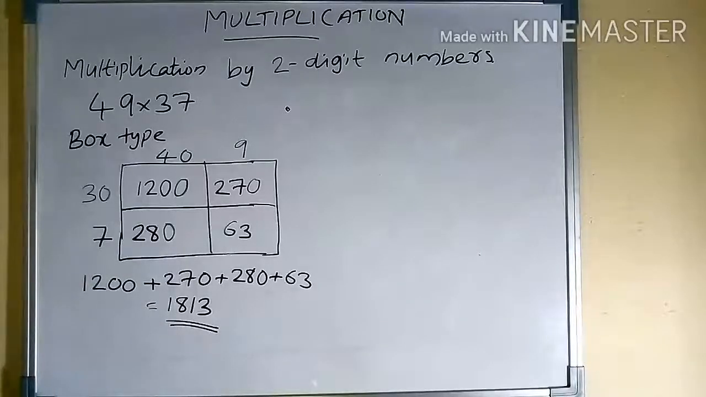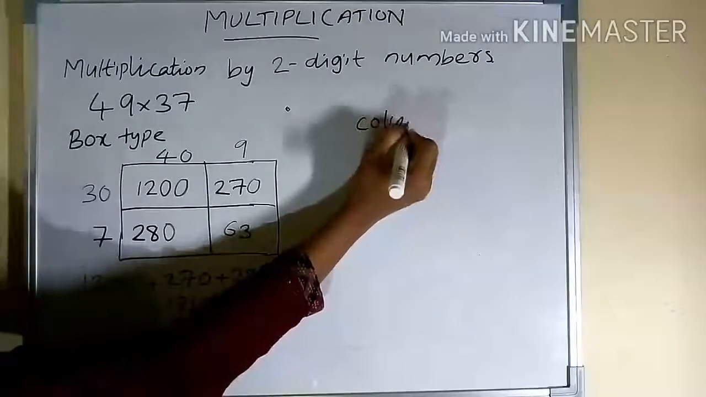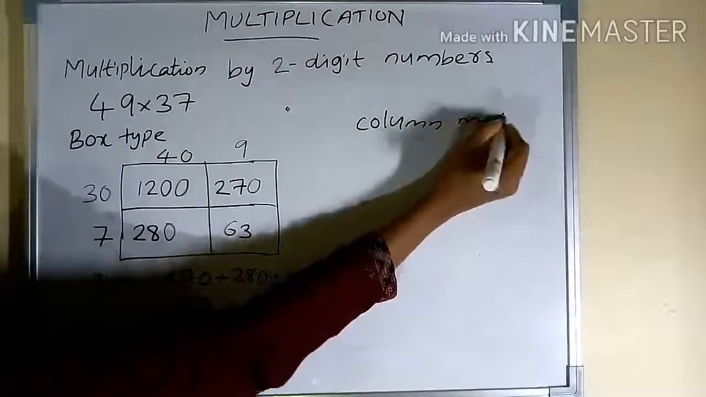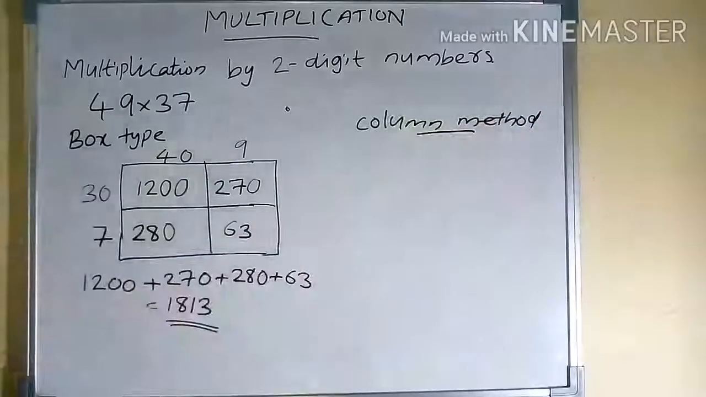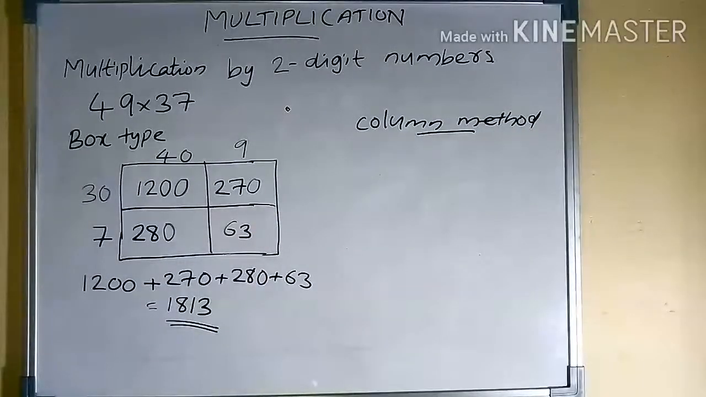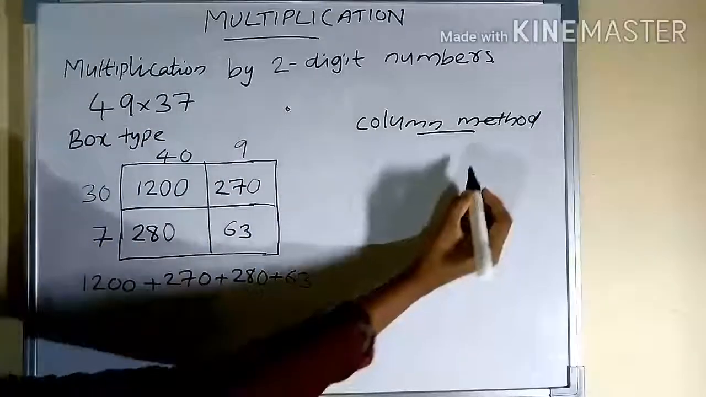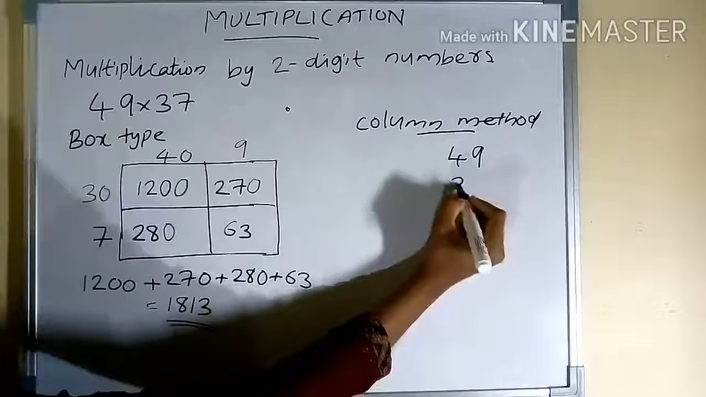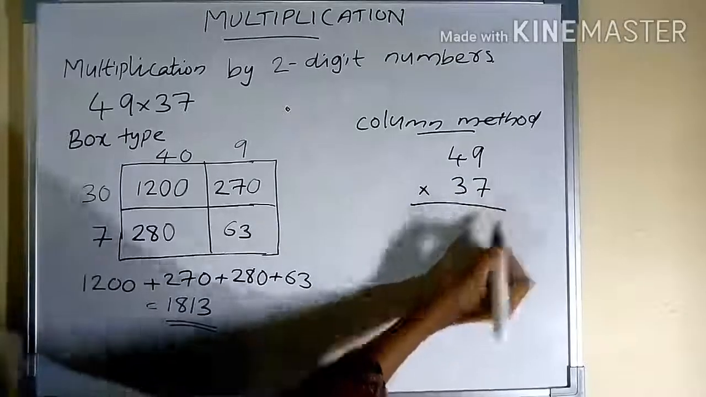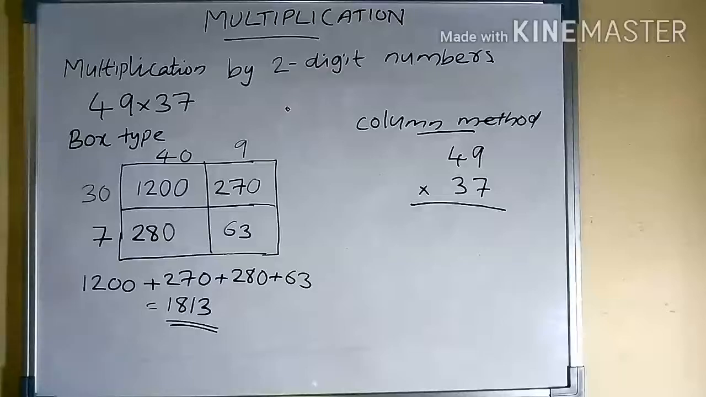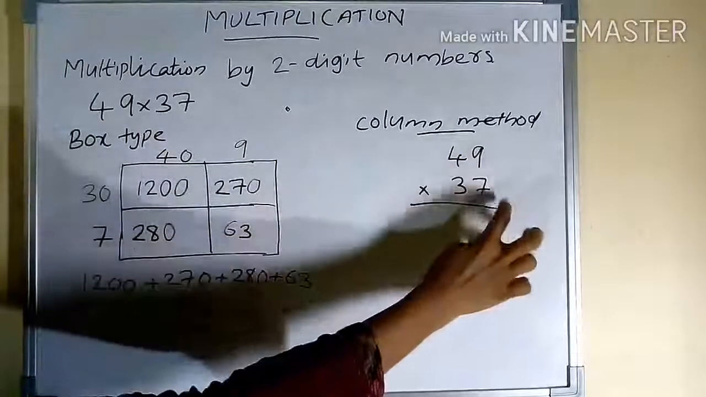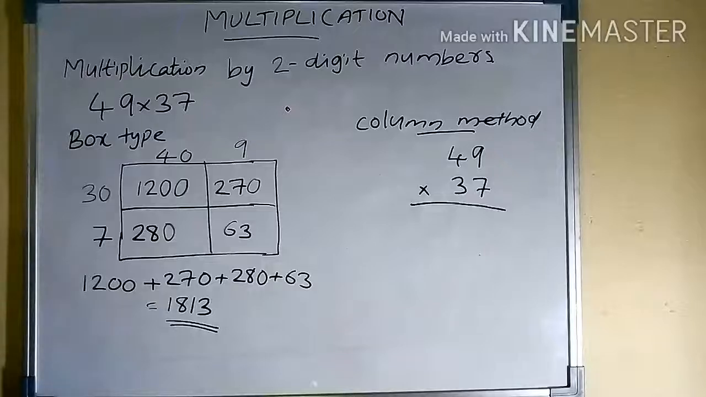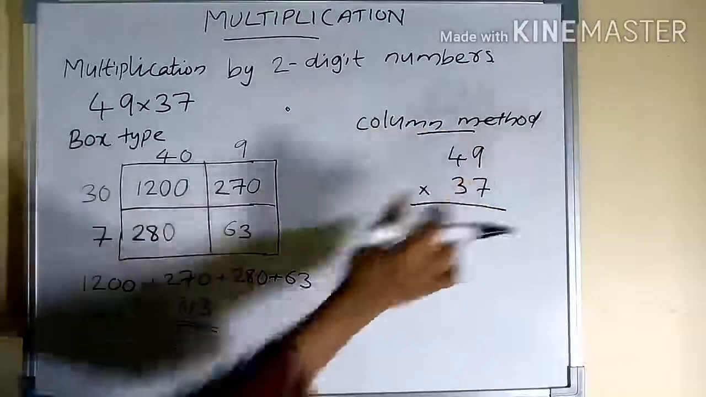Next method is column type method. That is, first we multiply 49 into 37. In this case, first we multiply 49 into 7. In 37, how many ones and how many tens? We have 7 ones and 3 tens. 3 tens means 30. Okay, first of all we multiply 49 into 7.